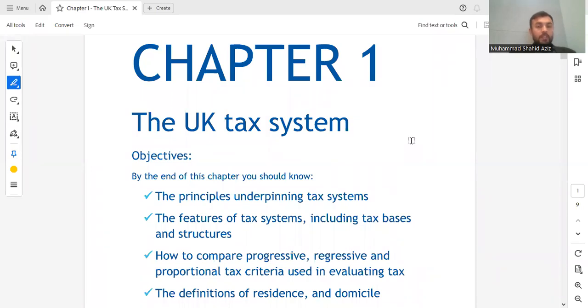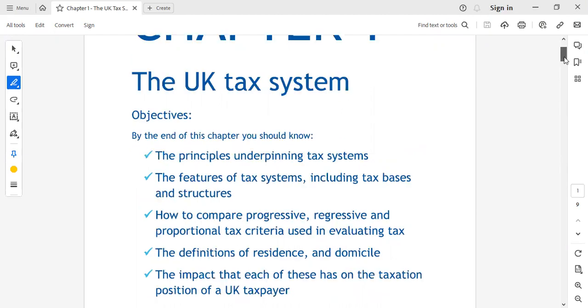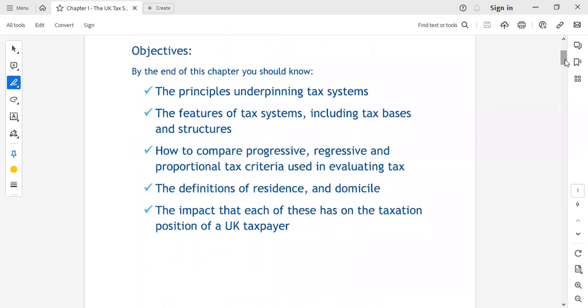So our first chapter is the UK tax system. In this chapter, what we will cover is the principles underpinning tax systems, the features of tax systems, how to compare progressive, regressive, and proportional tax systems, and the most important topic of residence, domicile, and deemed domicile. The impact that each of these has on the taxation position of a UK taxpayer.